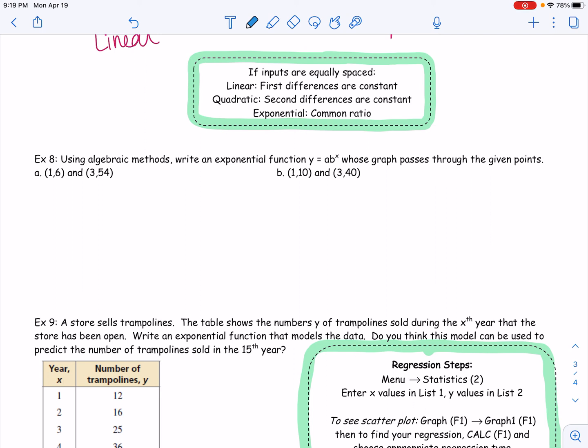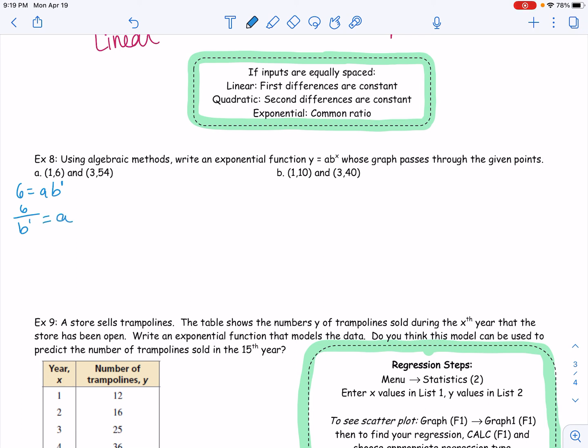So we're going to use a system here. We're going to plug in what we know. If we know that when x is 1, y is 6, then that would look like 6 equals a times b to the 1 power. I'm going to solve for a, because that's the only thing without a number attached to it. To get a by itself, I'm going to divide by b to the 1 power. So 6 divided by b to the 1 is a.